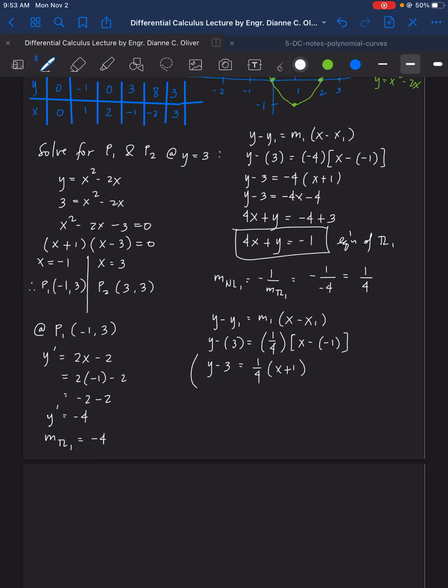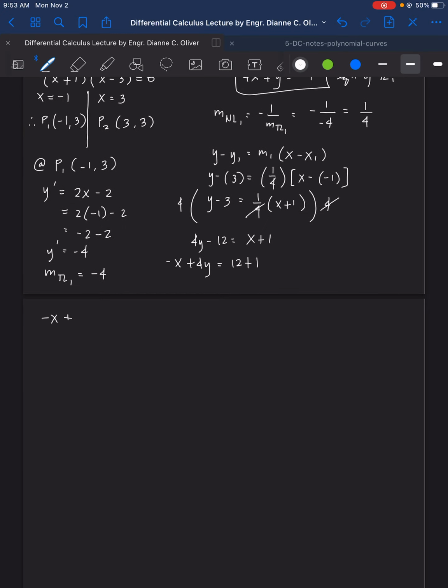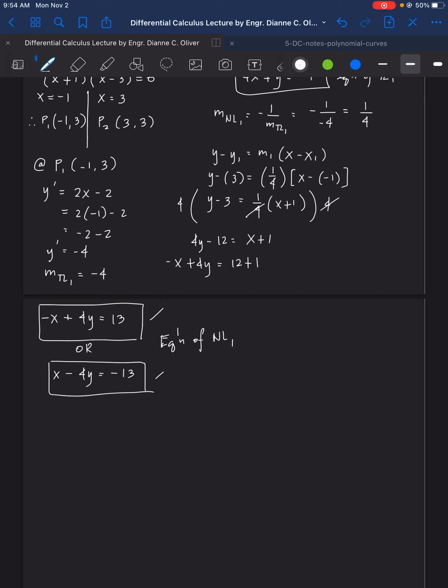So x plus 1. Then multiply both sides of the equation by 4 so that we can cancel out the 4 on the right side. Then distribute the 4 on the left side. We have now 4y minus 12 equals x plus 1. So negative x plus 4y equals 12 plus 1. We have there negative x plus 4y equals 13, or x minus 4y equals negative 13. You can have either of these two. They are both the equation of normal line 1. Okay, now that is for point 1.